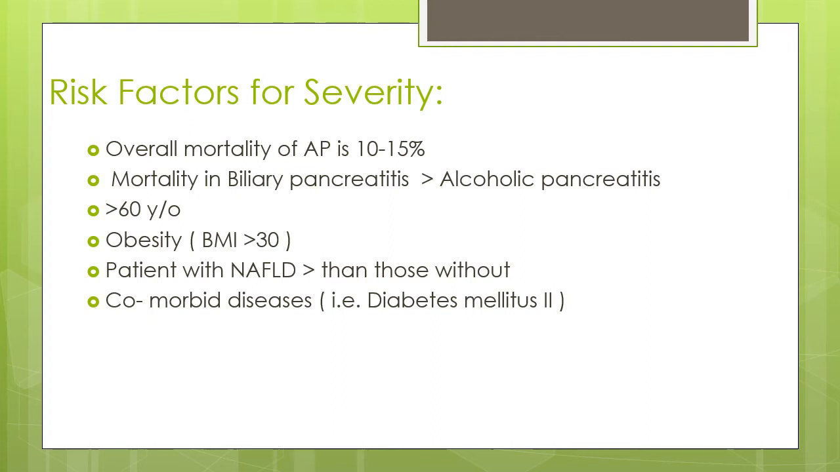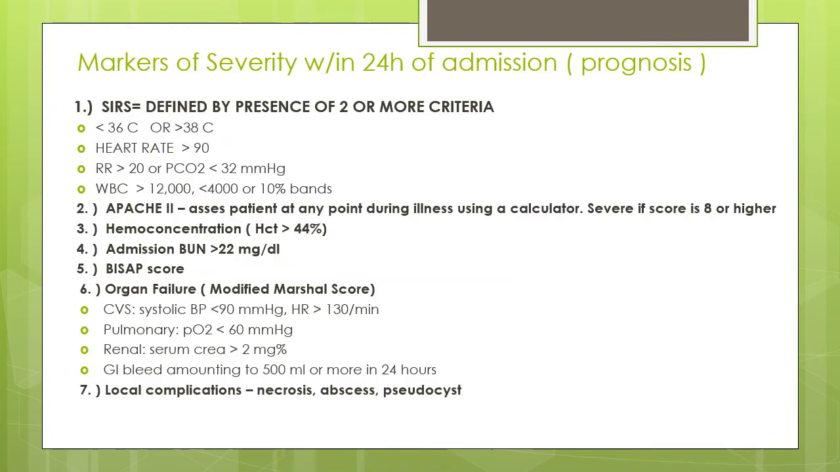The overall mortality of acute pancreatitis is 10 to 15%. Acute pancreatitis due to biliary pancreatitis is associated with a greater mortality. Age of more than 60, obesity, the presence of NAFLD, and comorbid disease like diabetes are also associated with a more severe attack of acute pancreatitis.